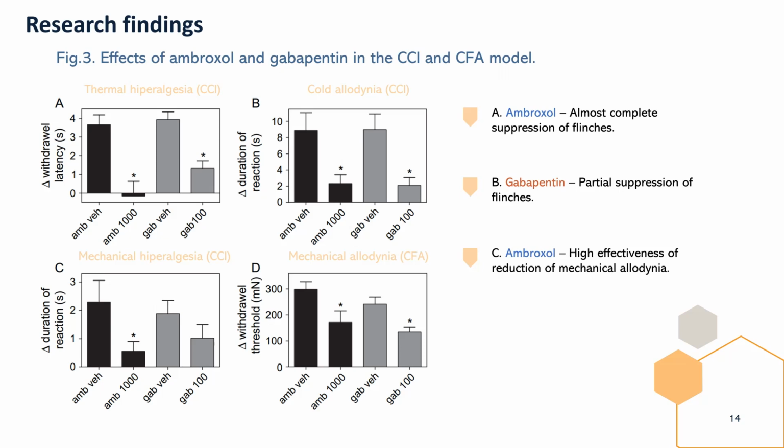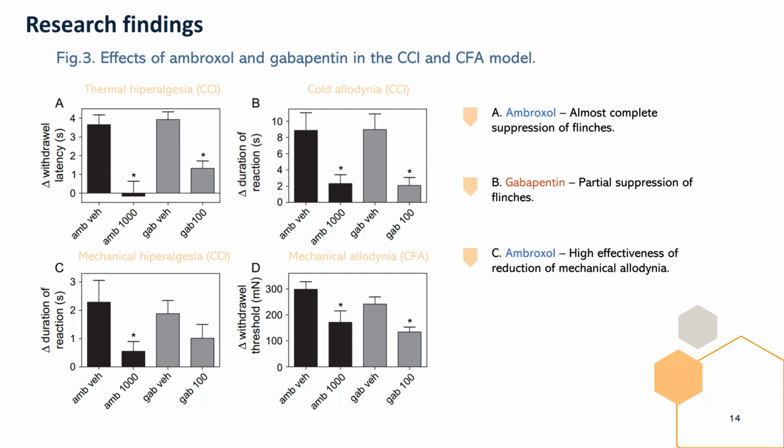Next, the compounds were tested in the CCI model for neuropathic pain. Ambroxol effectively suppressed hyperalgesia induced by thermal or mechanical stimuli, as well as cold allodynia. This is shown in figures 3A, B, and C. The effects of gabapentin were less pronounced on the reduction of thermal hyperalgesia and cold allodynia, as you can see on panels A and B, and in contrast to ambroxol, there was no significant reduction of mechanical hyperalgesia, shown in panel C.